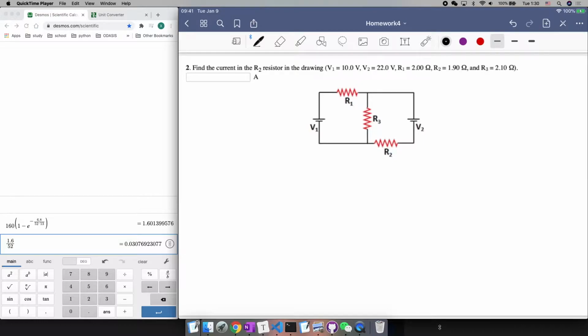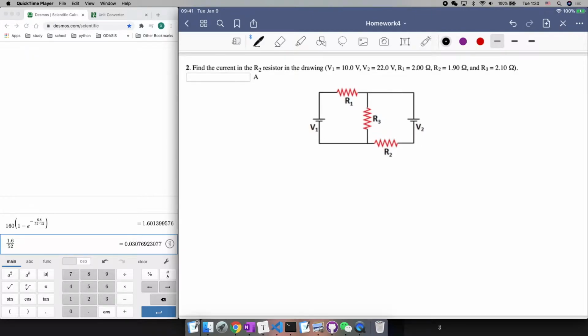Here we're gonna have homework 4, question 2. So let's first read the question. Find the current in the R2 resistor in the drawing. So this question has a figure. So let's analyze it first.